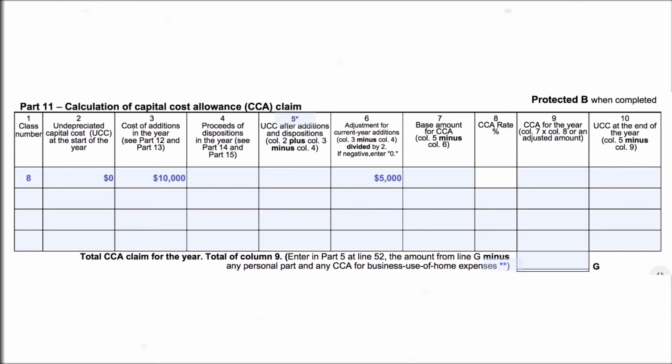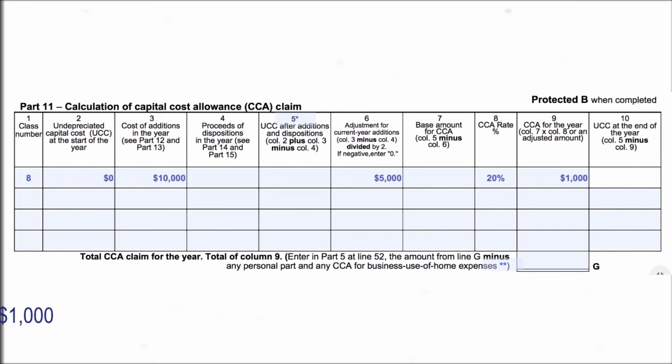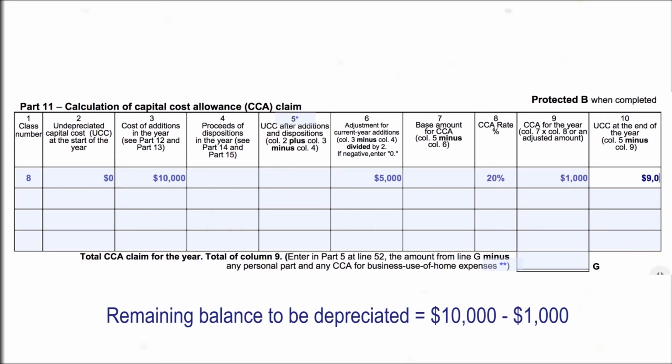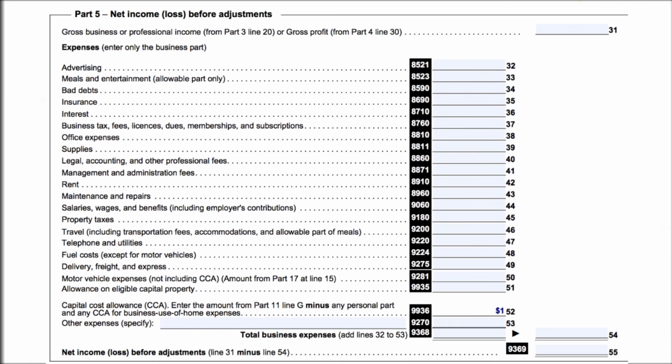Enter the CCA rate of 20% in Column 8. Enter the amount of capital cost allowance in Column 9, which is calculated as 20% of $5,000. This comes to $1,000. In other words, $1,000 of CCA can be deducted from income. Enter the remaining balance to be depreciated of $9,000 in Column 10. The final step is to enter the total CCA deduction of $1,000 on line 52.